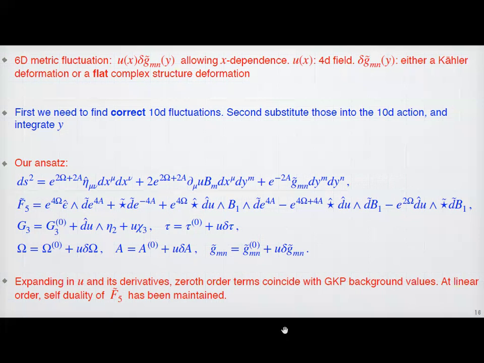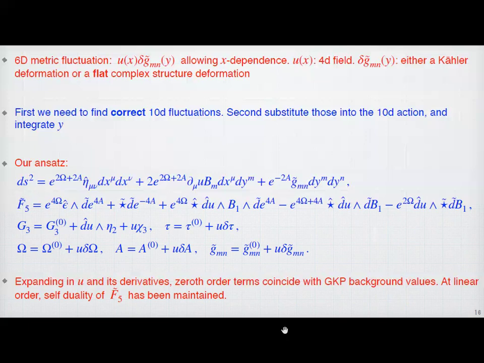And the y-dependent part in the metric fluctuation will be either a Kähler deformation or a flat complex structure deformation. So since we are allowing x dependencies in the parameters, we need to find the correct Kähler fluctuations. I will explain what I mean by correct. And then we have to substitute this fluctuation in the action and integrate over y. So this is the idea of dimensional reduction.